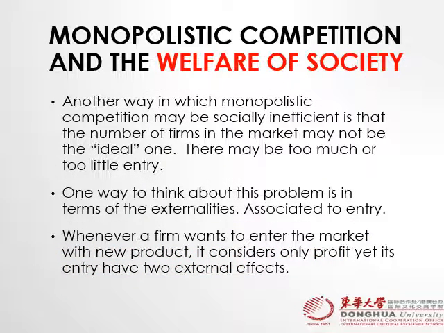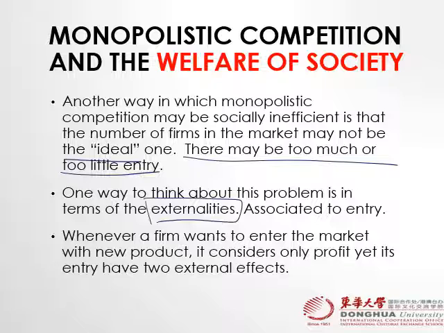Another way in which a monopolistically competitive firm may be socially inefficient is that the number of firms in the market may not be the ideal one, so there may be too much or too little entry. We can think about this problem in terms of externalities. Whenever a firm wants to enter the market with a new product, it considers only profit, yet its entry has two external effects, which are called externalities.